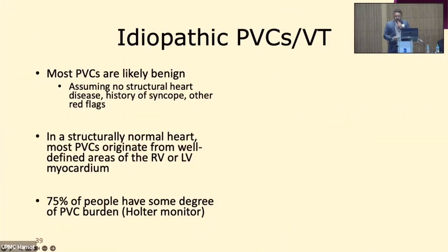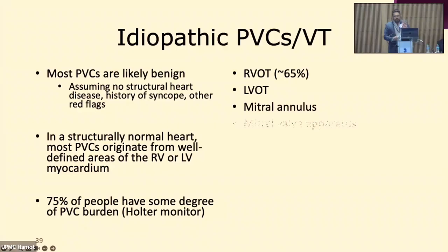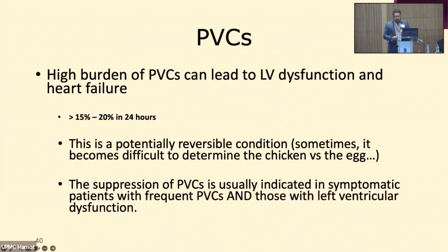Most PVCs, as I said, are benign unless they end up causing cardiomyopathy, then it's a problem. And in a normal heart, that's why I said the cath was fine, the cardiac MRI was fine, the echo was fine, the baseline EKG looked okay. In a normal heart, most commonly PVCs come from very well-defined areas of the heart muscle. We can look at the EKG, we can make an educated guess for where we think these PVCs are coming from. We map them, we ablate them, and once again, this is a potentially reversible cause of cardiomyopathy.